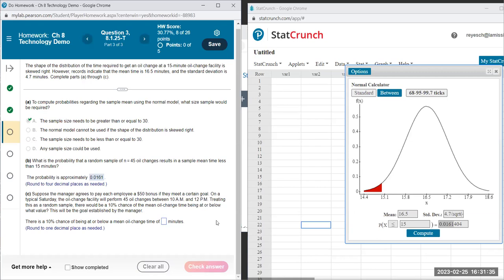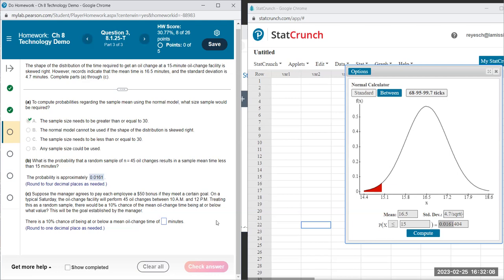Suppose the manager agrees to pay their employees a bonus if they can meet a certain goal. So he's going to try to encourage them to bring this time down, because obviously they're not meeting it; it's taking slightly longer than he would like. On one Saturday, they did one of these groups of size 45, between 10 and 12. We're going to treat this as a random sample. There would be a 10% chance that the mean oil change time is at or below what value? This is the goal established by the manager.